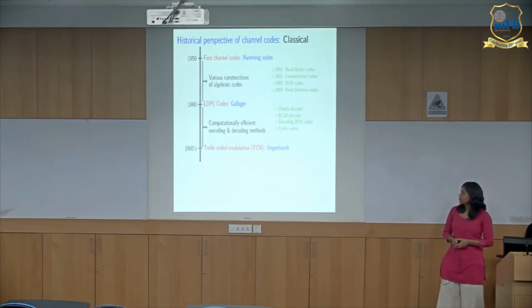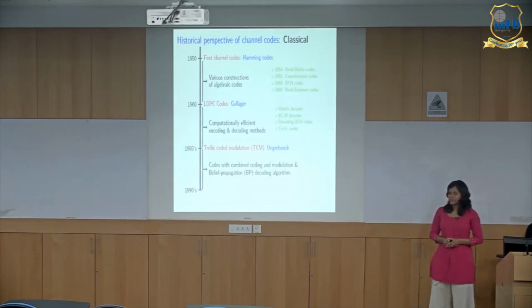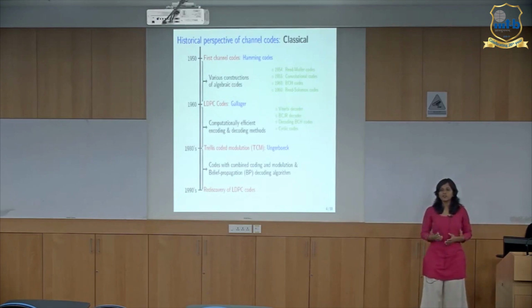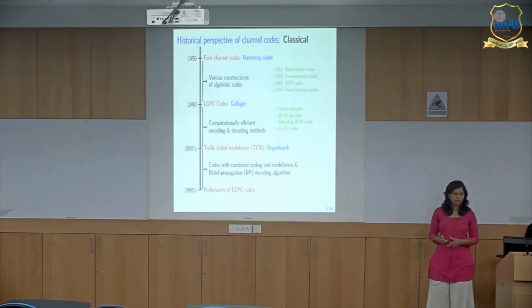One of the notable contributions in the 1980s is trellis-coded modulation invented by Ungerboeck. In TCM, the idea was to provide codes with combined coding and modulation. Another notable contribution in this era is belief propagation or BP decoding. This BP decoding along with the graphical representation of codes led to the rediscovery of LDPC codes. People literally reinvented these codes and realized that these codes were actually invented some 30 years ago. So this is the era of classical coding theory.